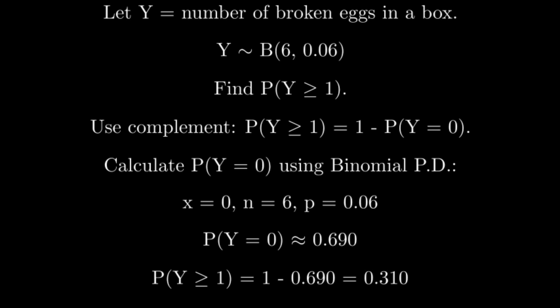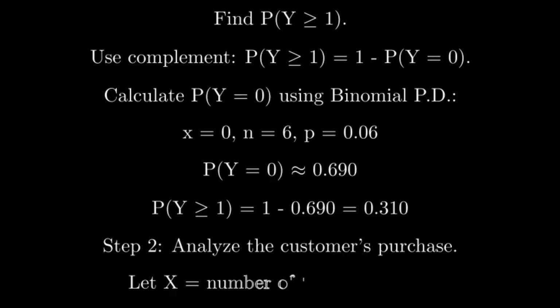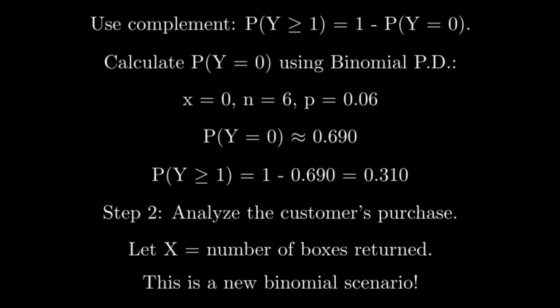A customer buys 10 boxes of eggs. A box is returned if it contains at least one broken egg. Find the probability that the customer returns at least one box. Now we have a new experiment. Let X be the number of boxes the customer returns. This is another binomial scenario. What are the parameters for this new distribution?